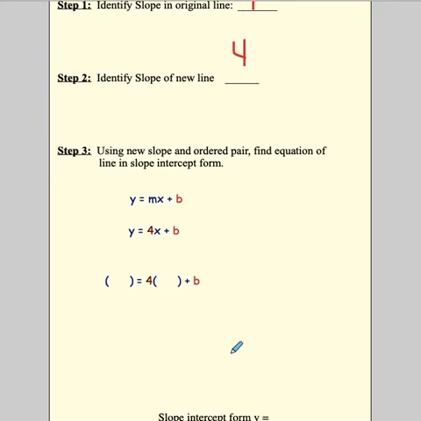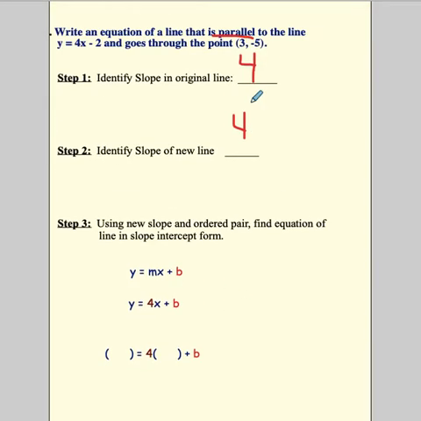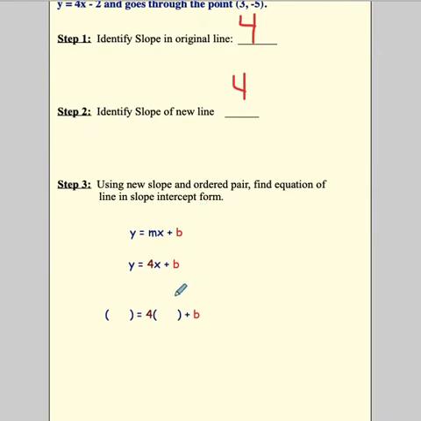So if I go to my answer line, I'm going to write 4x. My goal is I just have to find out what my y-intercept is. So I take my ordered pair, which was 3 and negative 5. I put a 3 here, put a negative 5 here. This is going to help me find the y-intercept. So I have negative 5 is equal to 12 plus b. Well, what's your b? You've got to subtract the 12 from both sides, and you're going to get b is equal to negative 17.